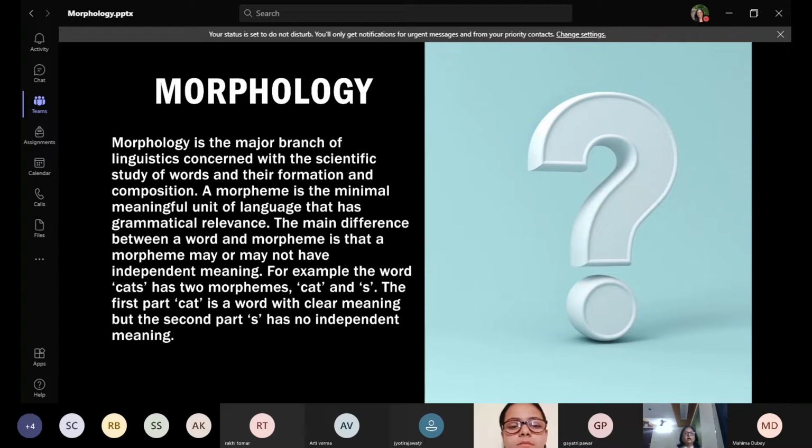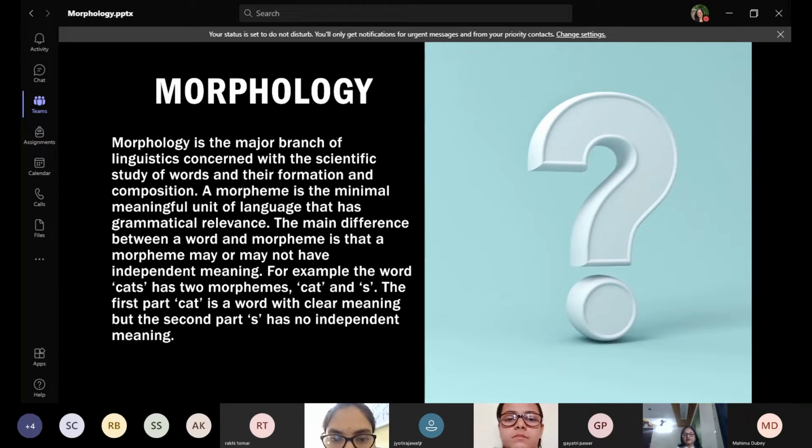Morpheme, as described so far, is a minimal, meaningful unit of language that has grammatical relevance. Difference between the word and morpheme: a morpheme may have independent meaning like predict, break, they have independent meaning. They may not have independent meaning. The bound morphemes do not have independent meaning. Able, un. Un has got no independent meaning.